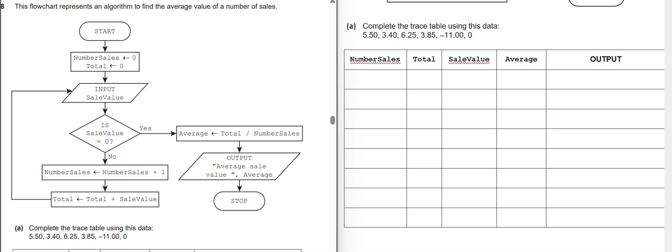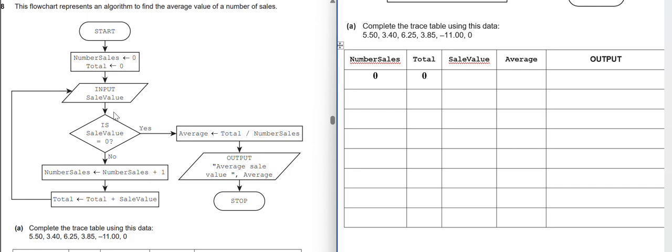Okay, so this is a trace table question where you have to go through this algorithm, which is obviously in a flowchart, and then write all the input and output on this table. So this flowchart starts with two variables. We've got number sales, where 0 is assigned to that, and we've got total, where 0 again is assigned to that. So what we have to do over here is under number sale, we have to enter 0 over here, and then total is also 0.